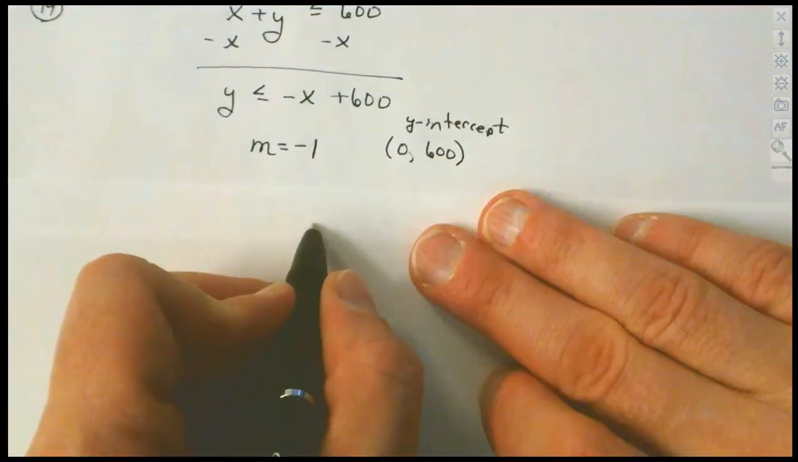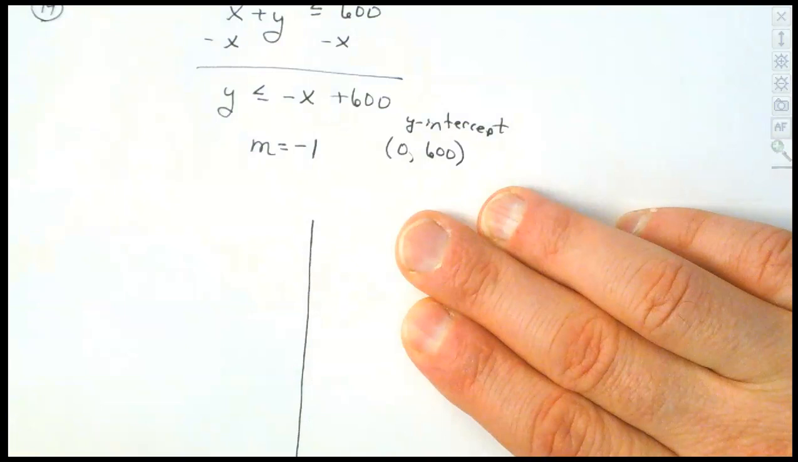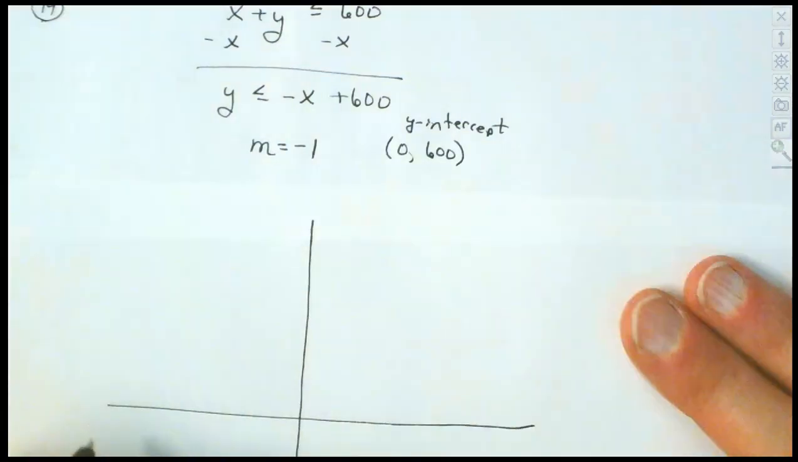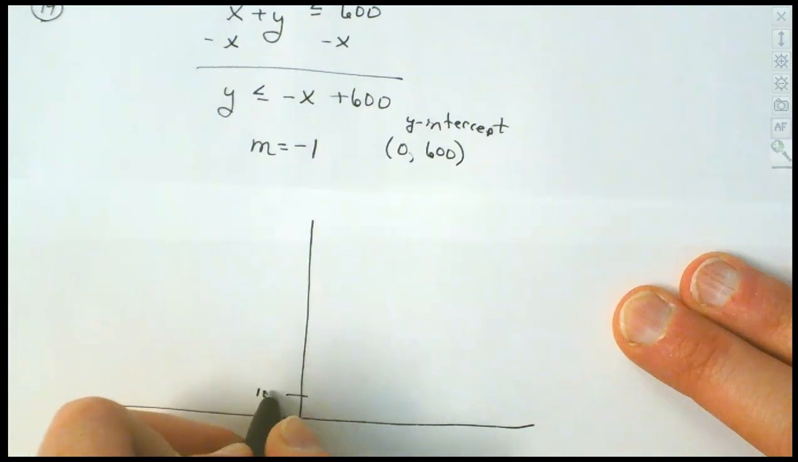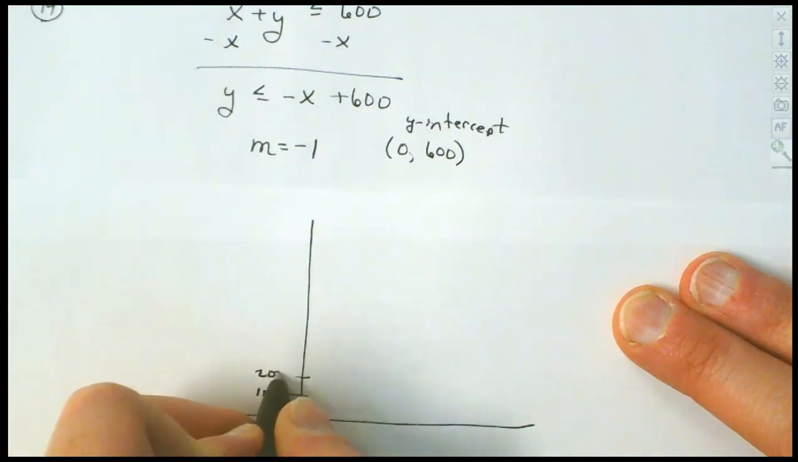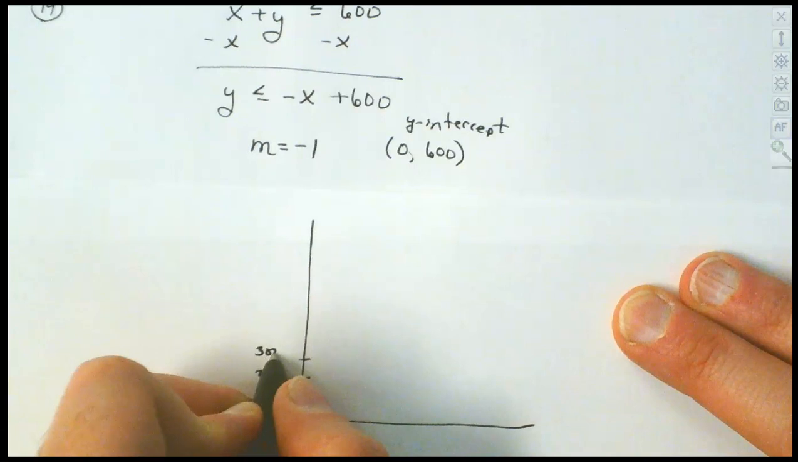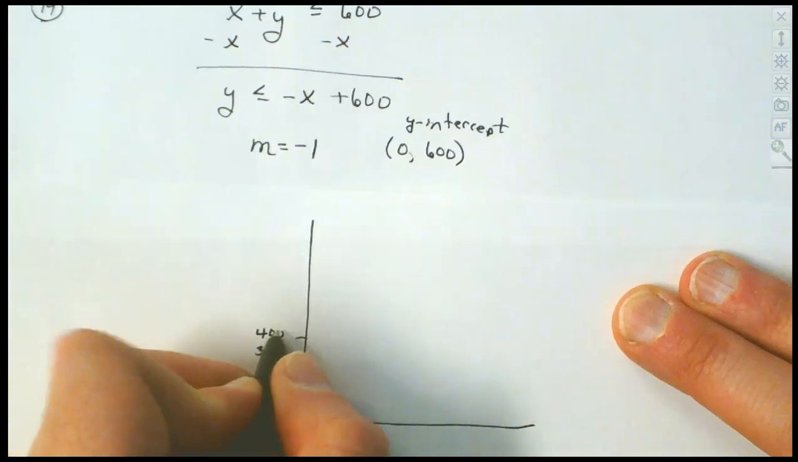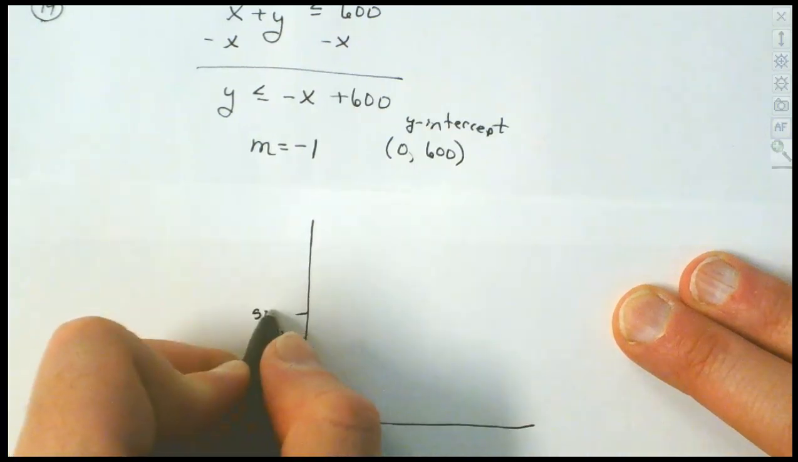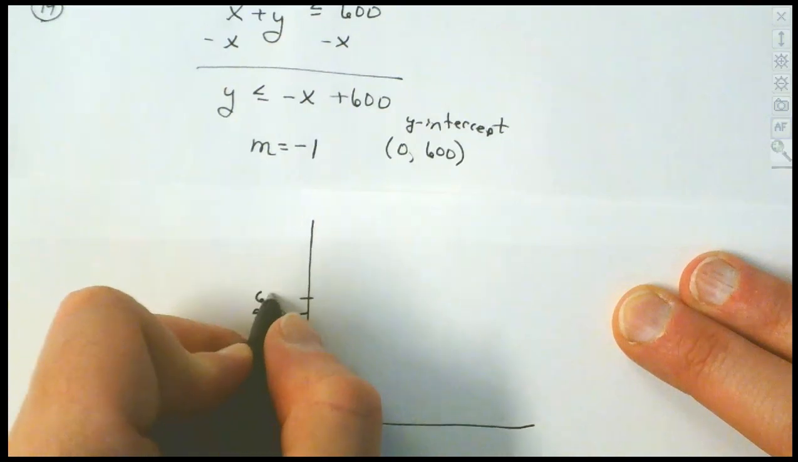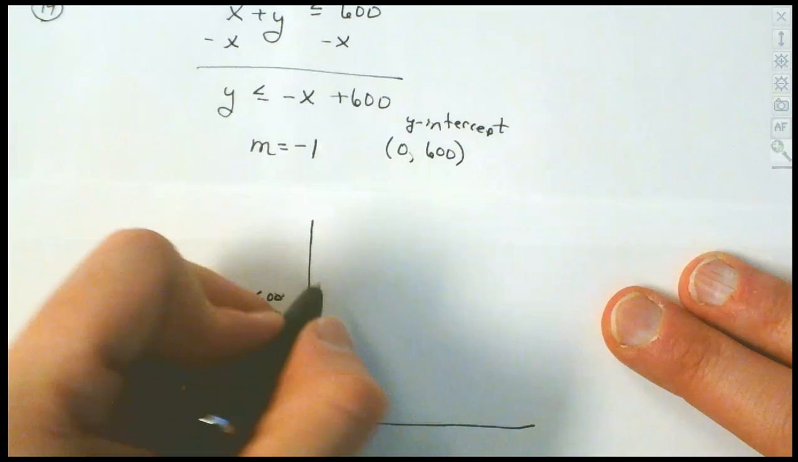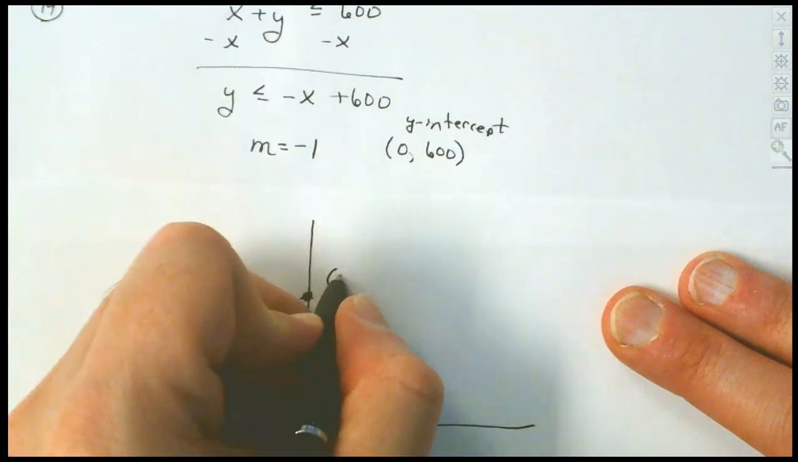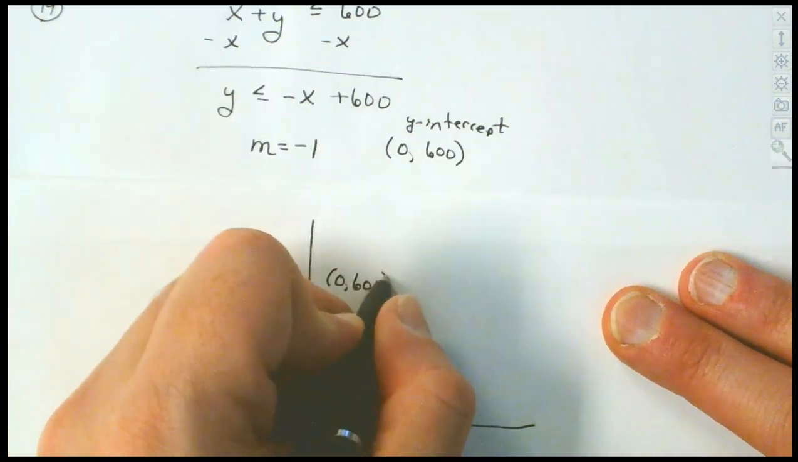So how are we going to graph this? Well, we've got that point (0, 600). So let's use 100 on our measurements here. So 100, 200, 300, 400, 500, 600. So we're going to start up here at (0, 600).